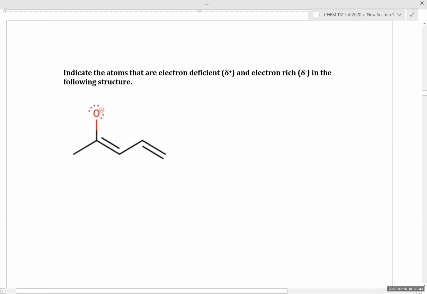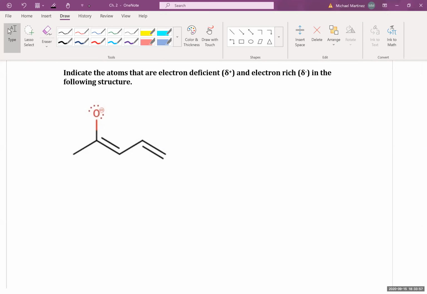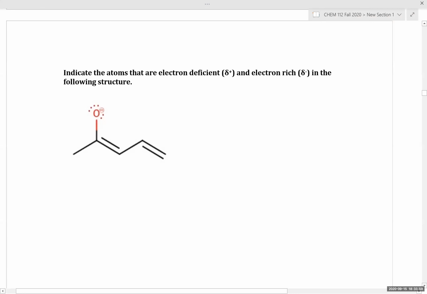So we're continuing on with our discussion of interpreting resonance structures and indicating electron-rich and electron-deficient atoms in given molecules, considering each of our resonance structures. Let's look at another example where we have a conjugated enolate. We're going to draw each of our resonance structures, and then from them we'll be able to identify the electron-rich and electron-deficient atoms.